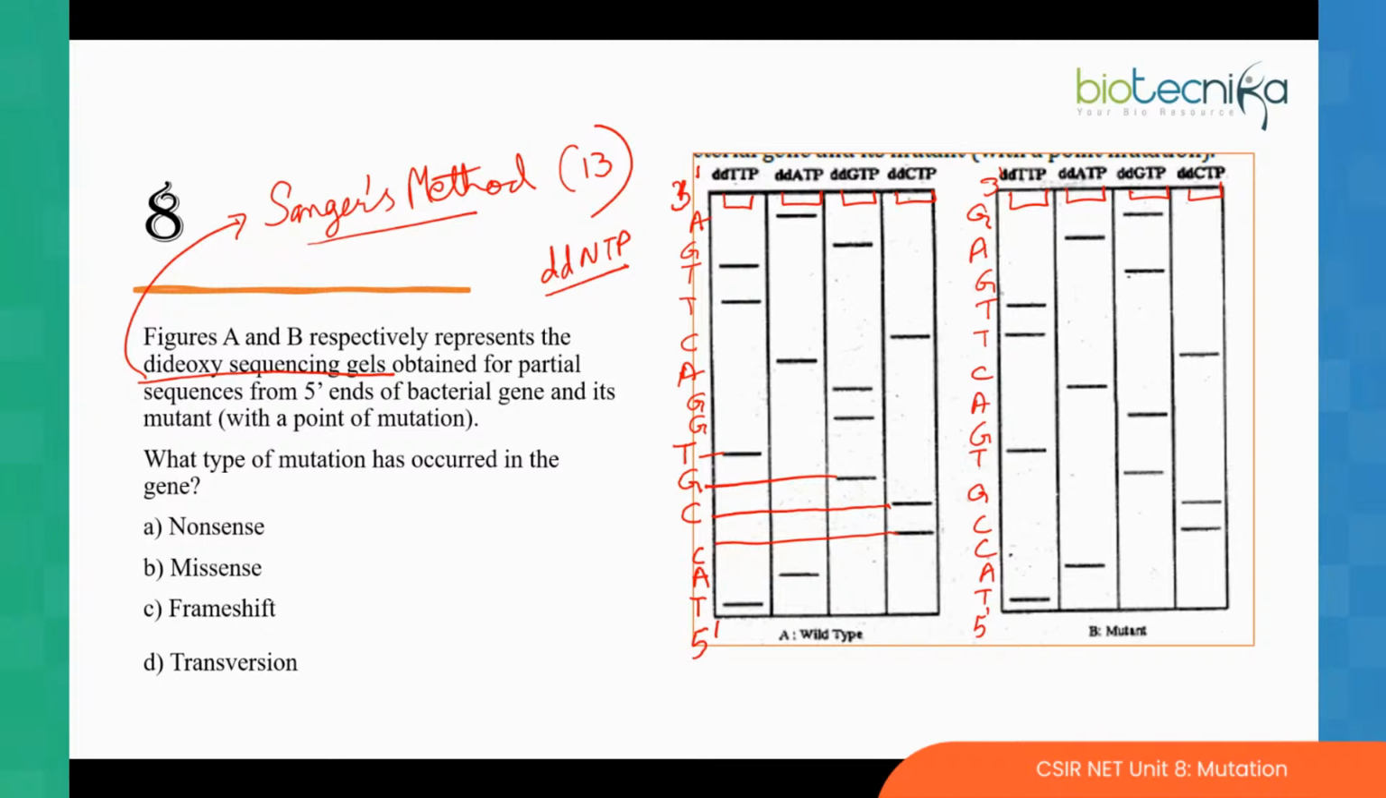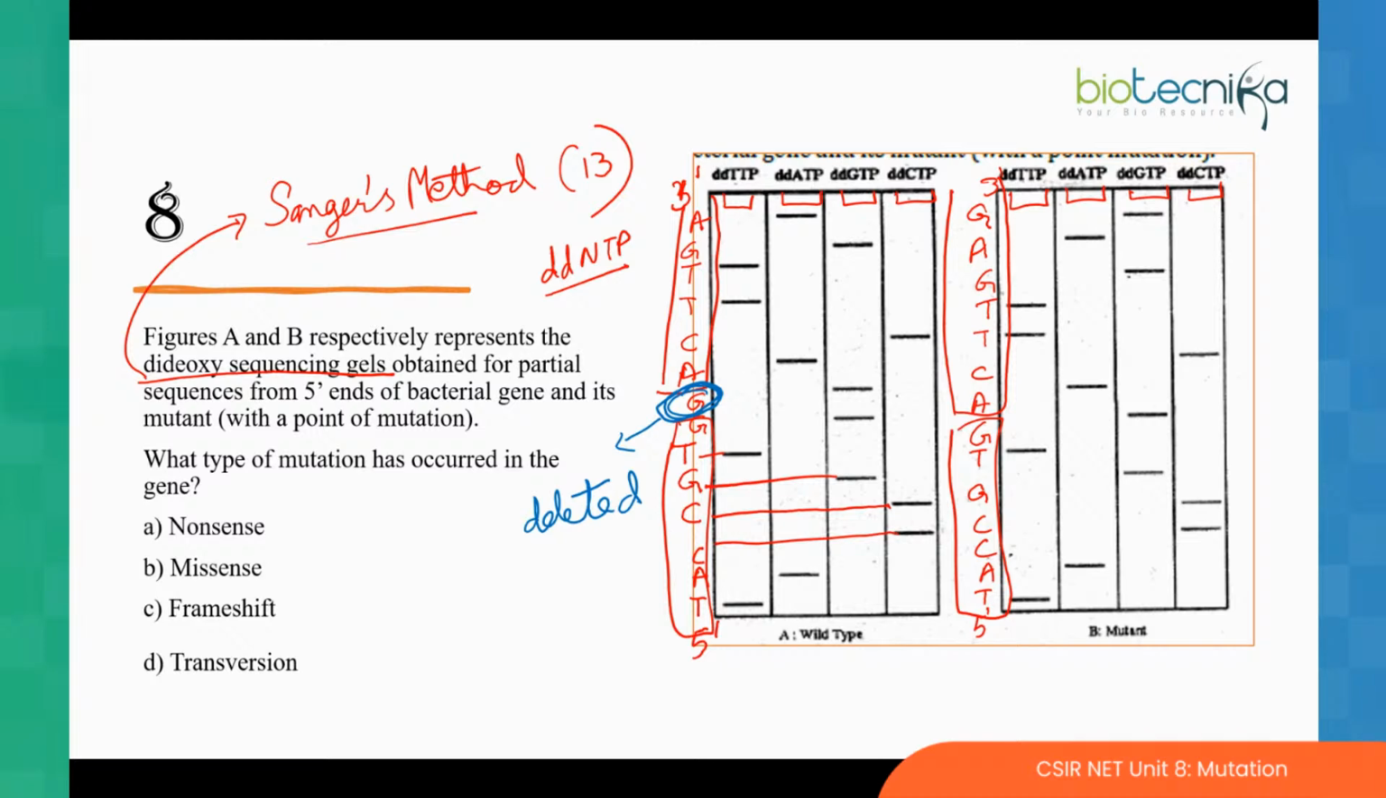Now when you compare this mutant sequence with the wild type, till here everything is same. And then from A to the end also it is same. But what has happened? That this G has gone missing. This G is not present here. So what kind of mutation has happened? G has got deleted.